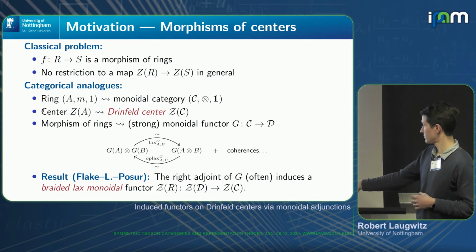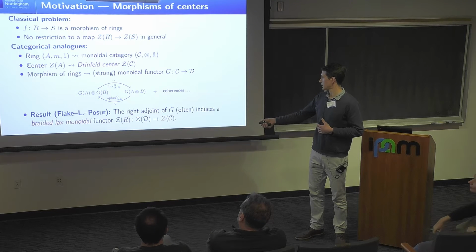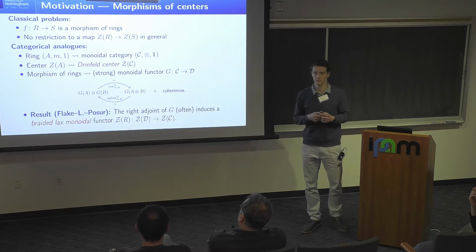And our result can be stated roughly like this. If we take a right adjoint of such a strong monoidal functor, then this oftentimes induces a braided lax monoidal functor between Drinfeld centers.